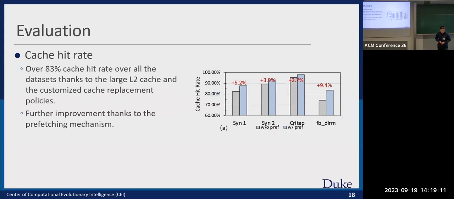And then the cache design, we show over 83% of cache hit rate over our datasets, because we have a large L2 cache and we have the customized cache replacement policy. And we also show the effectiveness of the prefetching policy that increases the cache hit rate.